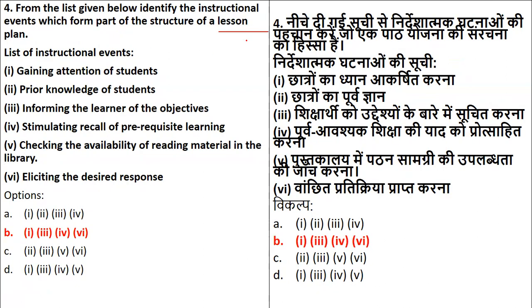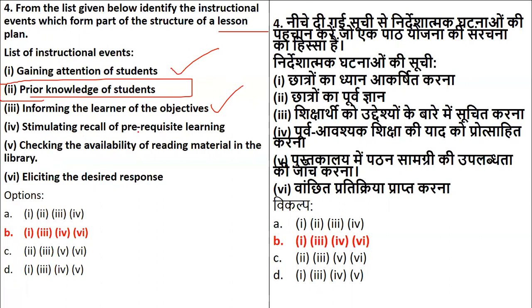So when we talk about a lesson plan, yes, the first thing is that gaining the attention of students should be a part of your lesson plan. Then prior knowledge is not required. When you make a lesson plan, you imagine that the things are known to the child for the first time. But if, while teaching or interacting, you know that they already know, you have to ensure that you apply it to the current present scenario. So informing the learner about objectives is a very, very important part of the lesson plan.